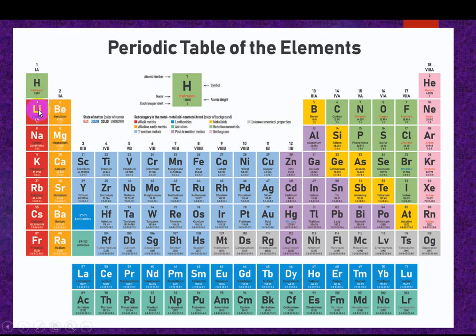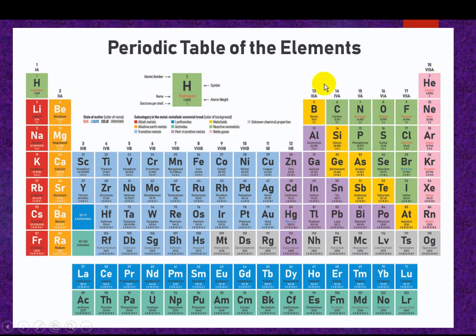And this is the period. Do you know this group? The vertical column is a group. This is group 1. This vertical column is group 1, group 2, group 3, group 4, group 5, group 6 up to group 18. These vertical columns are groups, and a period is a horizontal row.